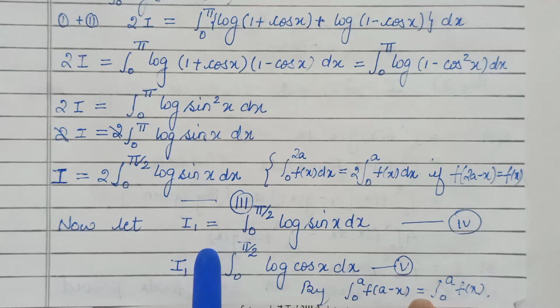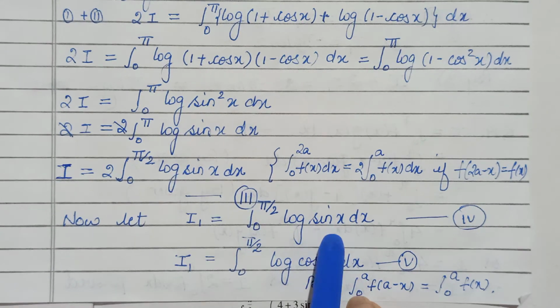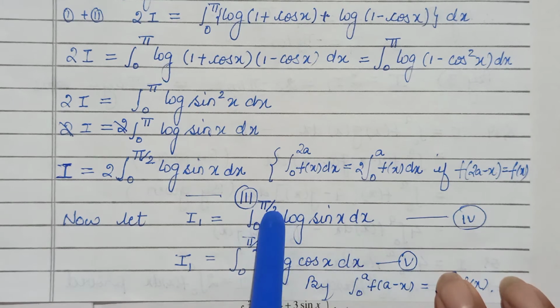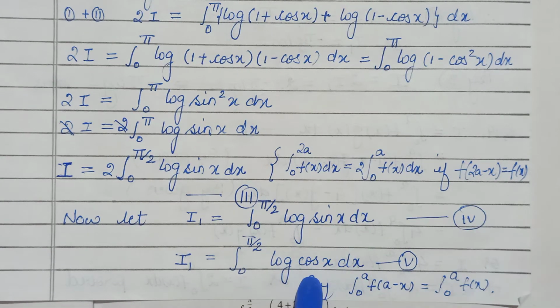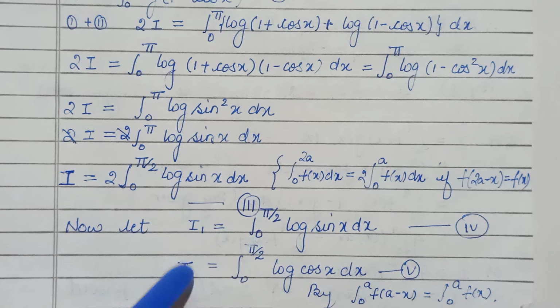So I have called this as I1. Suppose this integral is I1, so 0 to pi by 2 log sin x dx. अब इसमें फिर वो pi by 2 minus x से ये cos x बन जाता है, वापस वही property लग गई है. Okay, again you'll add these two equations.